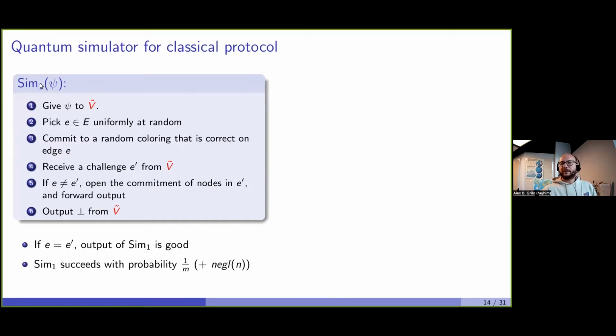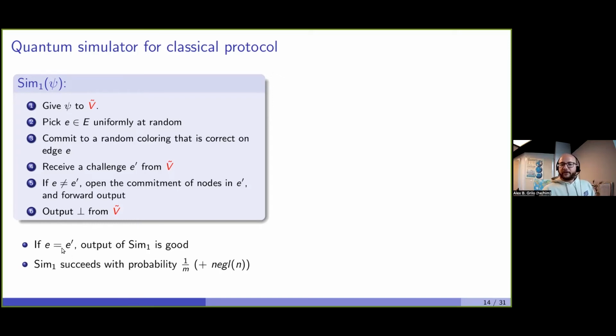We have this first simulator, which is very similar to what Miklos said. It performs correctly until the point where you have to check if the guess was correct. If the challenge is equal to the guessed edge, the simulator performs honestly. But if it does not, the simulator just aborts, so it outputs, let's say, some perp.